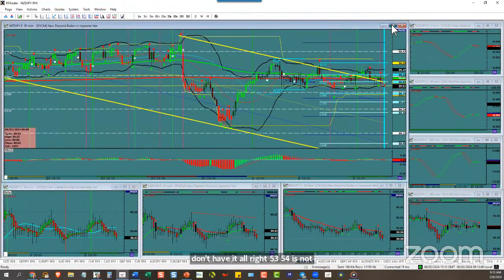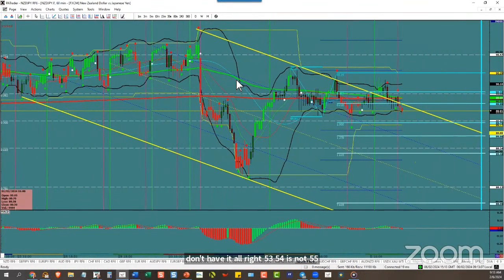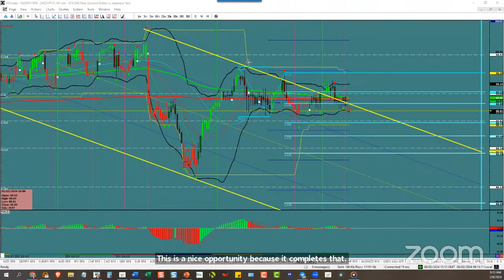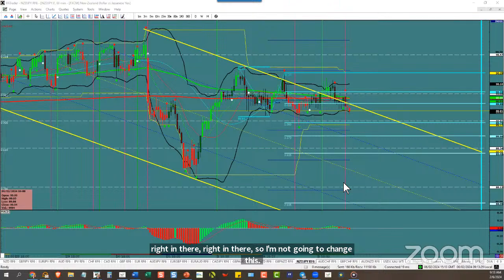New Zealand yen trying to push down. This is a nice opportunity because it completes the channel, and you have a descending wedge already in play for the downside move. We're back inside the channel, so that's sweet, all right? Heart lines proved right in here, right in there, right in there, so I'm not going to change this. It was a false breakout, back in, and now we're looking for the trade to the downside.